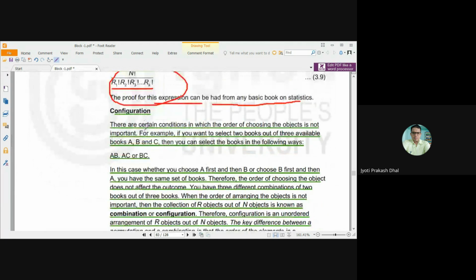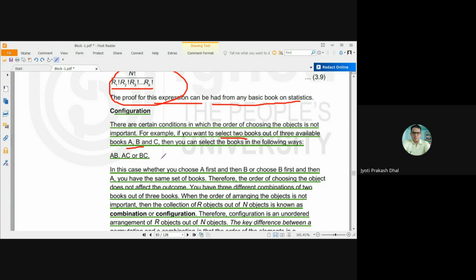Now coming to configuration. There are certain conditions in which the order of choosing the object is not important. For example, if you want to select two books out of the three available books, capital A, comma, capital B, comma, capital C, then you can select the books in the following ways. You can select either AB, or AC, or BC.